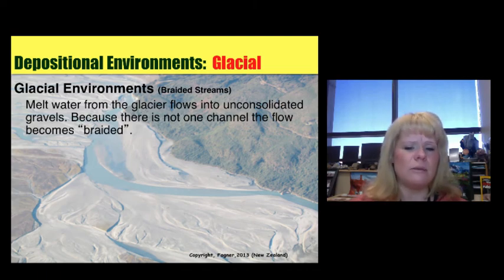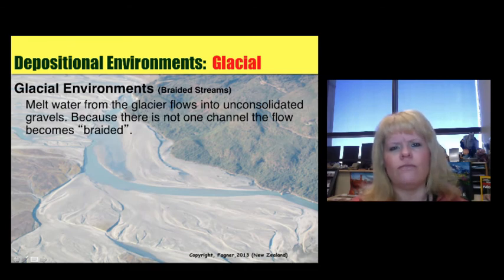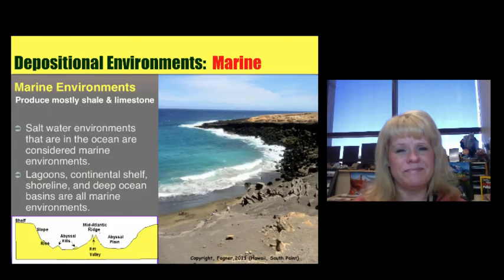So let's say I find deposits that look like this, even though this is modern, and let's say they're old lithified ancient ones that are 300 million years old. That would tell me that these deposits came from a melting glacier at some point from geologic past. Just a clue. All right, marine.